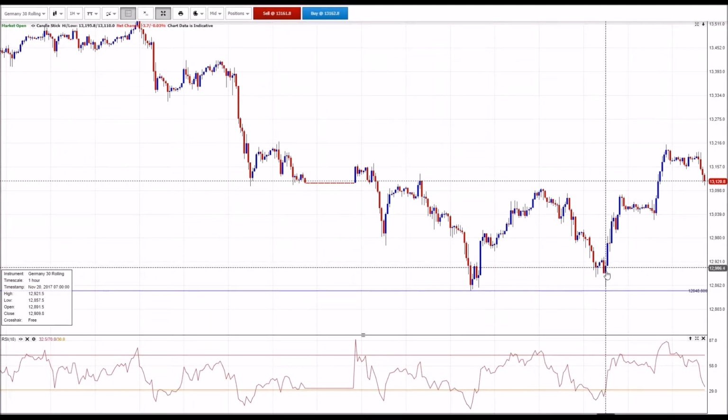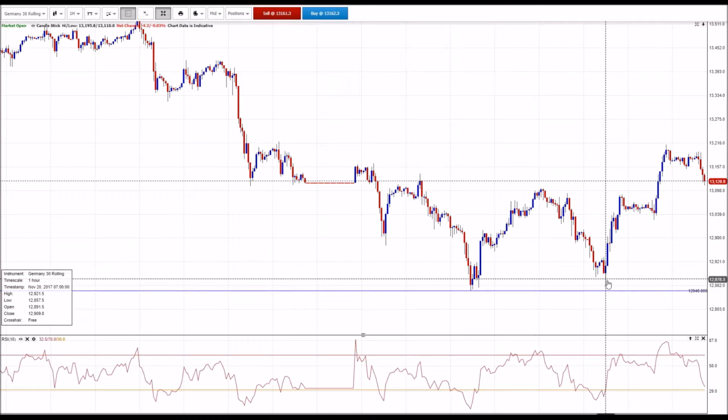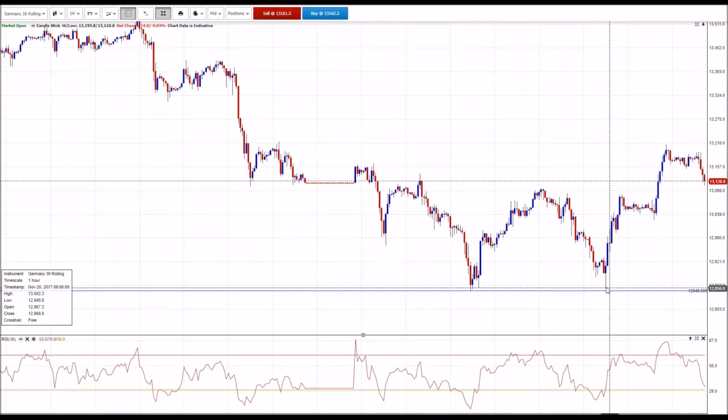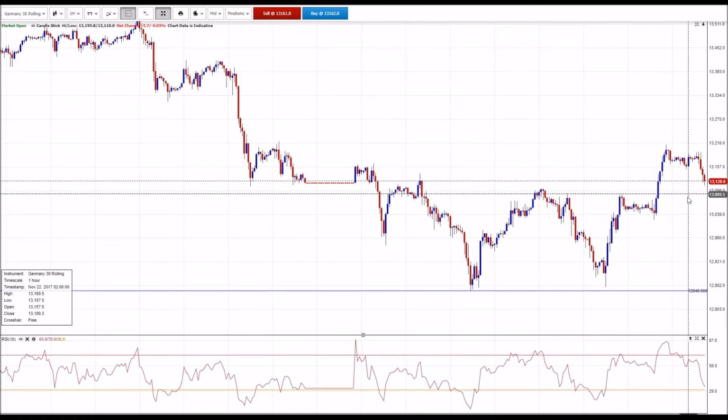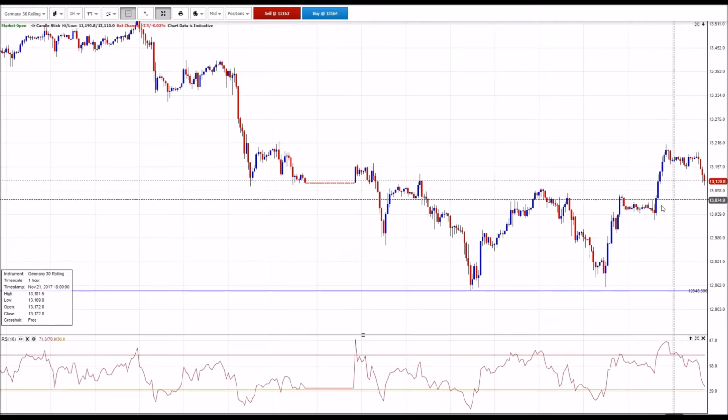Market pushes a bit higher, but then dumps again down to those lows. So we're thinking, oh, we're going to get stopped out. But once again, it holds. And then bang, we are where we are now. So that's an example, I think, of using price action to trade.